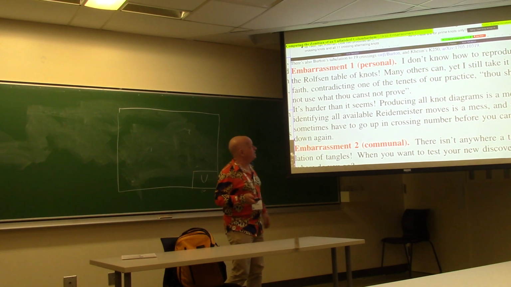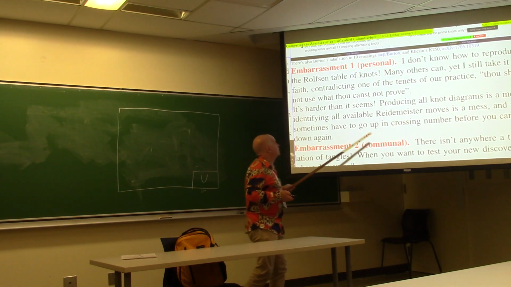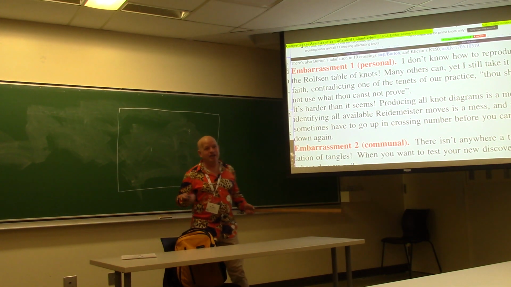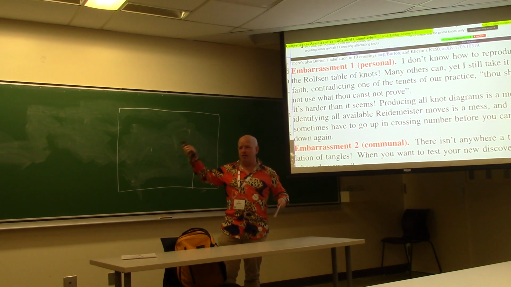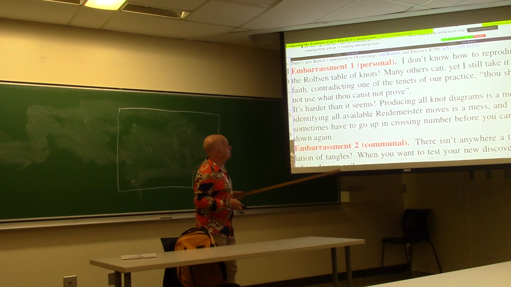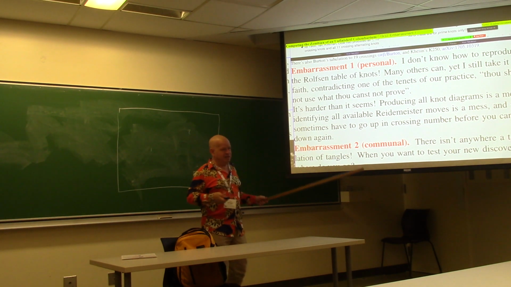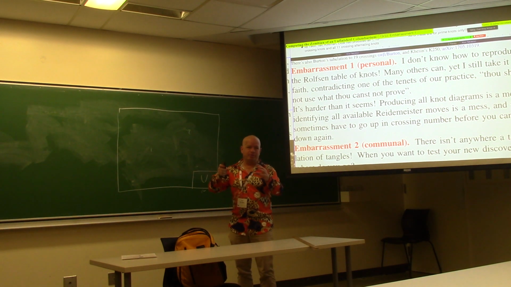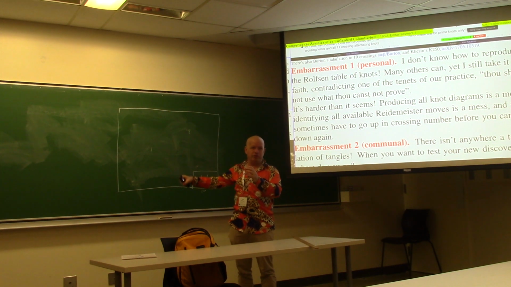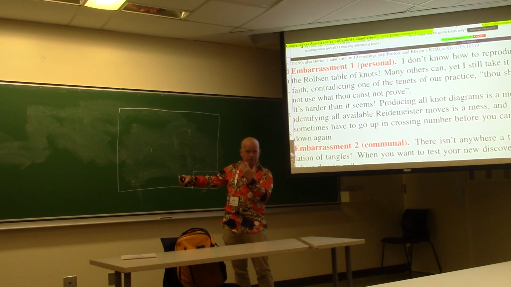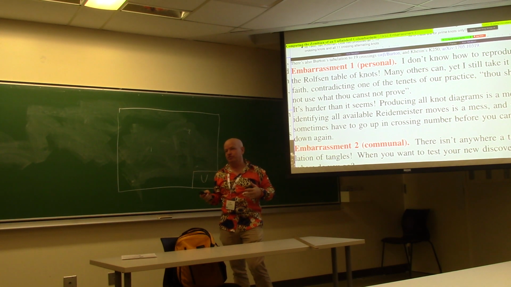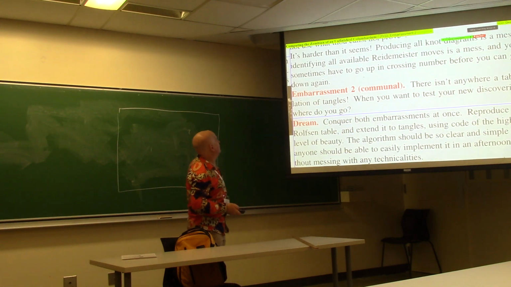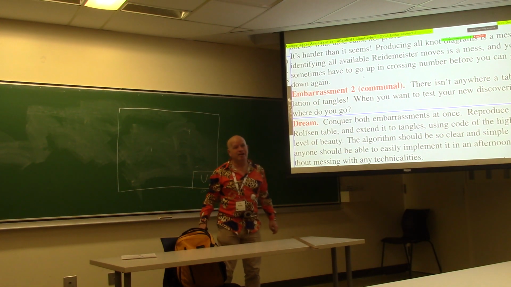And it's harder than it seems because producing all knot diagrams is a mess. Identifying all the Reidemeister moves is a mess. And when I say it's a mess, I also mean a very large space in which to work. And sometimes two knots are equal, but to get from one to the other, you have to go up in complexity before you can go down again. So you have to go into bigger messes, even if you just want to reproduce the Rolfsen table. So this is my personal embarrassment, and then there is a communal embarrassment.